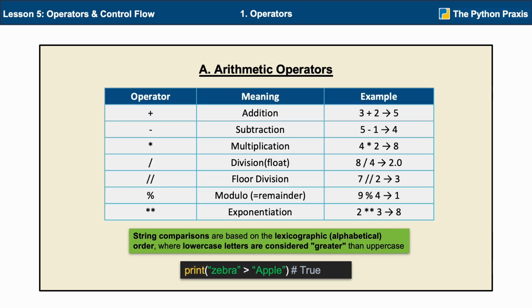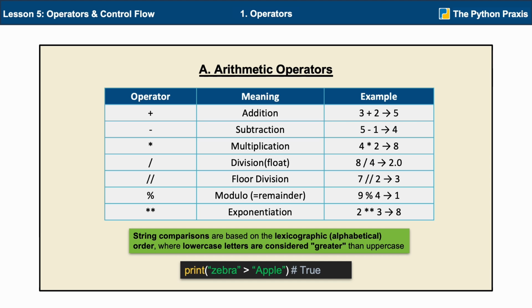Arithmetic operators are the bread and butter of math in Python. We have plus for addition, for example 3 plus 2 equals 5. Minus for subtraction, like 5 minus 1 equals 4. Star for multiplication, like 4 star 2 equals 8. A single forward slash for division, which always gives a float number. So 8 slash 4 equals 2.0 and not just 2.